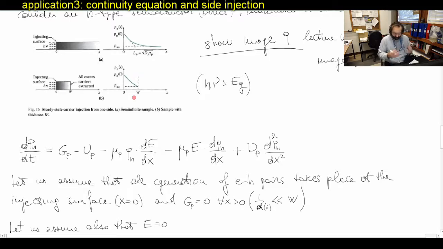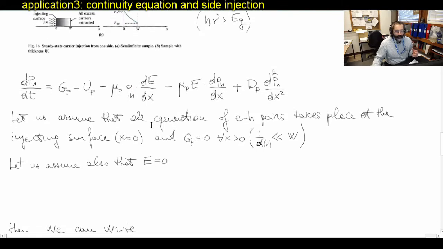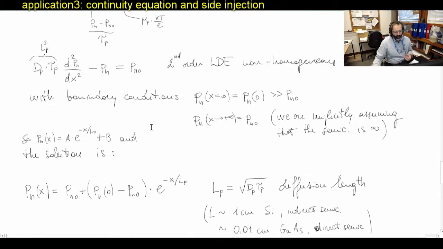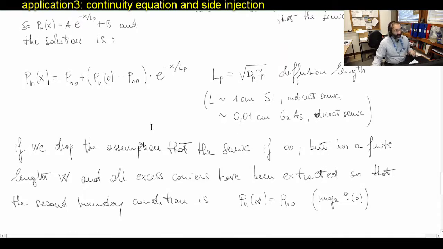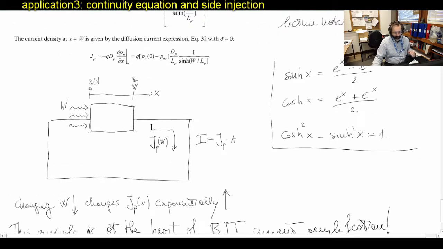This means that, in other words, in this situation we can create some current that would flow in the circuit. We are extracting carriers, so we are creating some current. Imagine this is our piece of semiconductor of length W. We are extracting some carriers, so this is the side that we are illuminating. How much is this current?